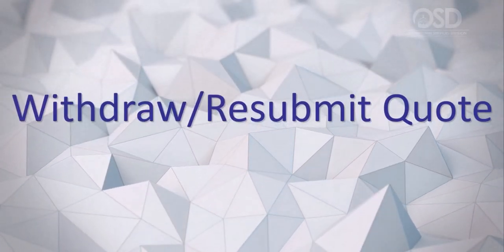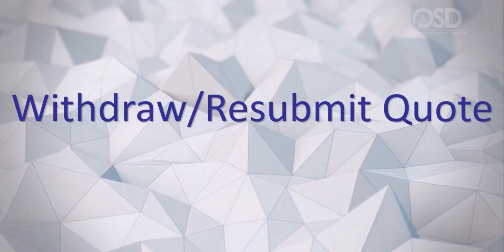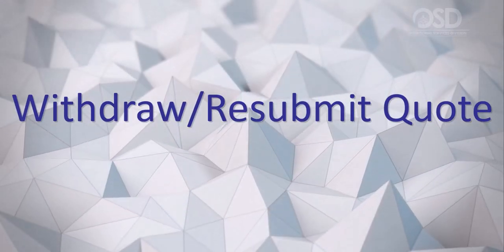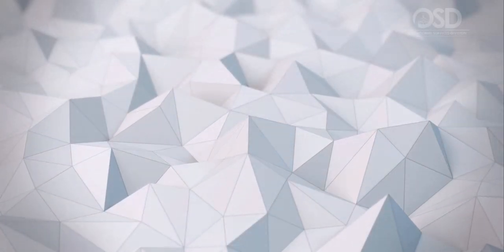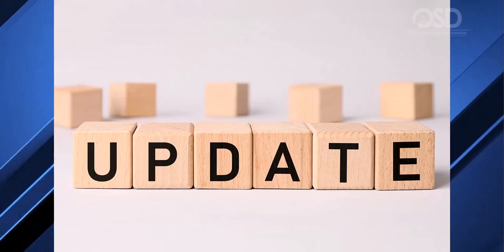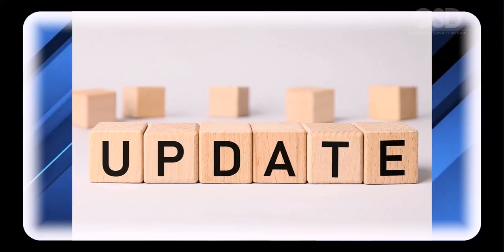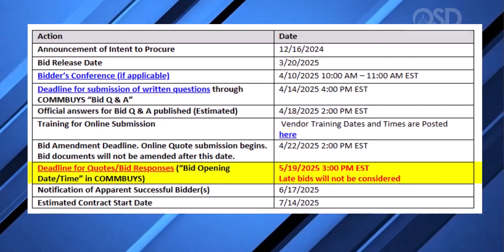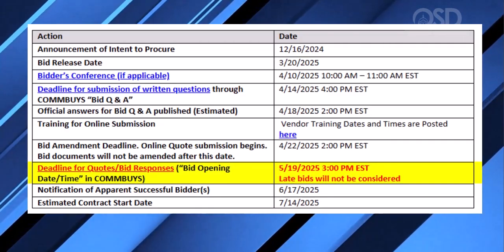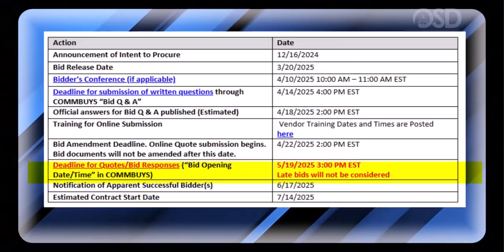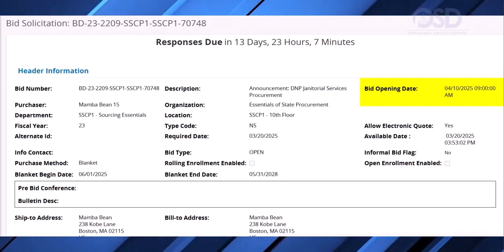In this section, we'll review the quotes area of the seller homepage. We'll also demonstrate how to withdraw a quote and how to reopen a withdrawn quote in order to update and resubmit it. These tasks must be complete before the bid opening date listed in the RFR and the bid solicitation header.